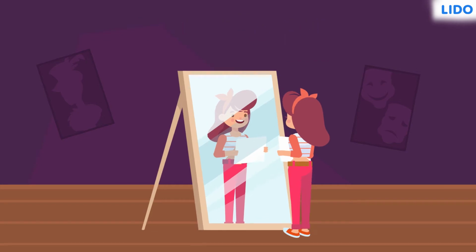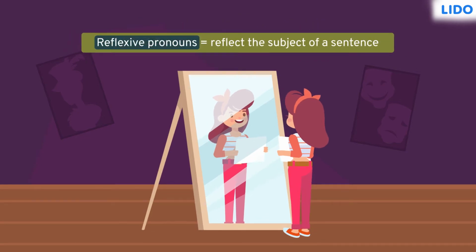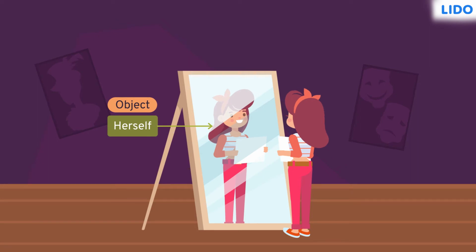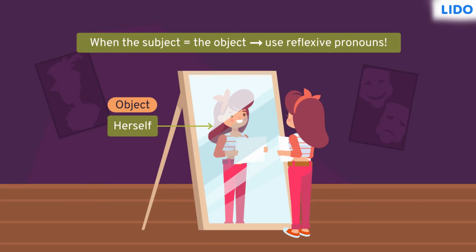Think of this reflection as a reflexive pronoun. Just like the mirror reflects Shefali's actions, a reflexive pronoun also reflects the subject of a sentence. Herself is the reflexive pronoun in this sentence. We use reflexive pronouns when the subject and the object of a sentence refer to the same person or idea.